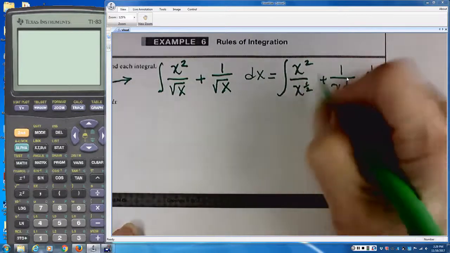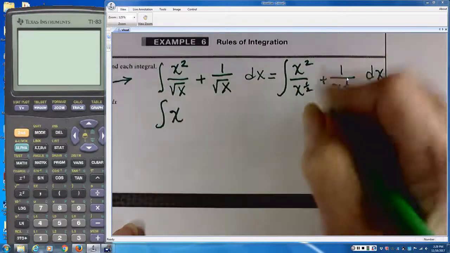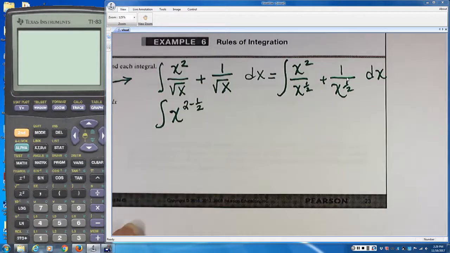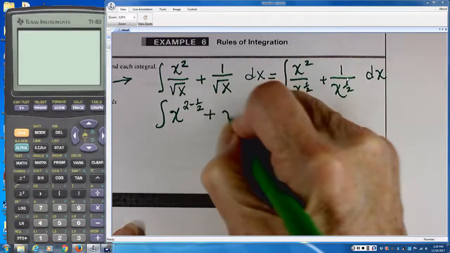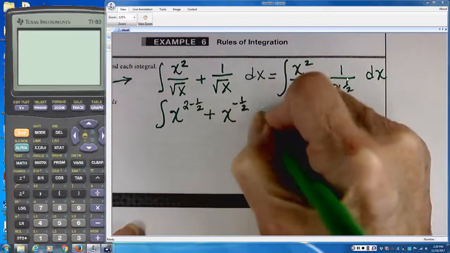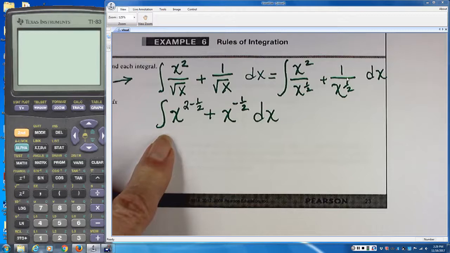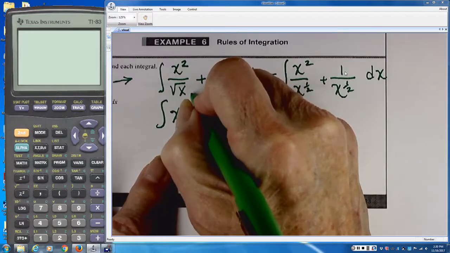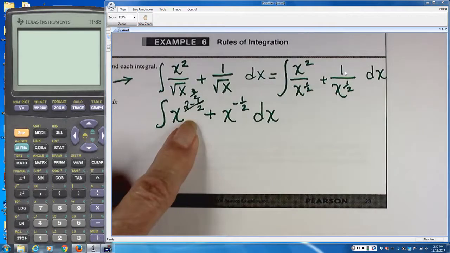And then we can simplify that first term and just call it x to the 2 minus 1/2, just using your quotient rule for powers, plus 1 over x to the 1/2 is x to the negative 1/2. So really on this one, the hardest part is going to be actually rewriting it into something that we can usually use the power rule on. So 2 minus 1/2 is 1.5, or 3/2. So we're going to treat that as x to the 3/2 power.